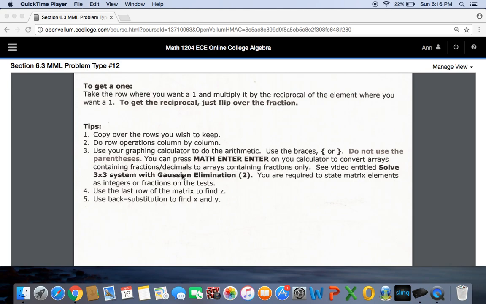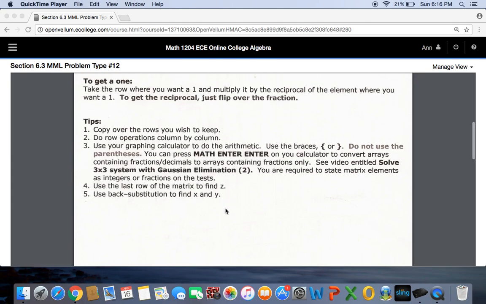There's a video here I want you to watch. It's called Solving 3x3 Systems with Gaussian Elimination, Number 2. In this video, the instructor uses a graphing calculator and shows how to use the graphing calculator to help you with the arithmetic for these types of problems. Then, when you get to the goal matrix, you're going to use the last row of the goal matrix to find z, and then use back substitution to find x and y. So let's see one of these problem types now.